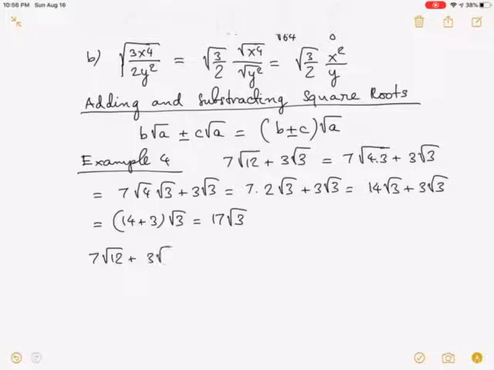So don't try to write 7 square root of 12 plus 3 square root of 3 as 7 plus 3 square root of 12 plus 3. So it's wrong. Okay.